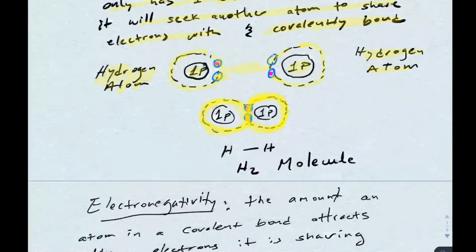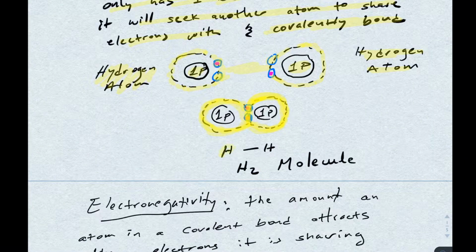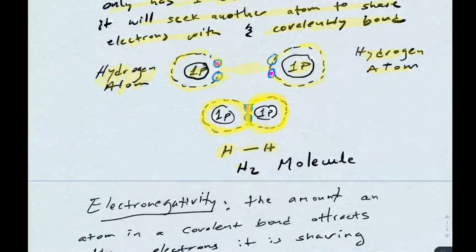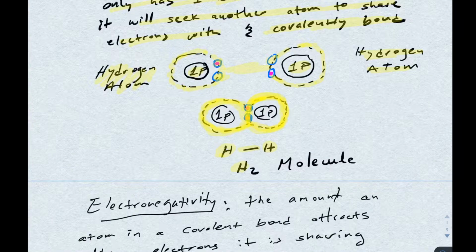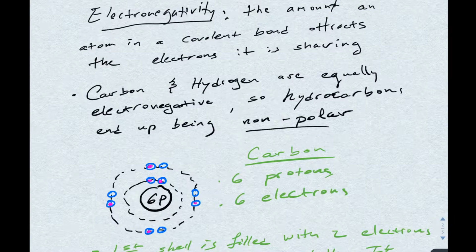We can shorthand write this as the letter H, that stands for hydrogen, a dash, which means 2 electrons bonded in a covalent bond, and another letter H for that second hydrogen. The other way we can write it is the letter H with a little 2 subscript showing that there are 2 hydrogens. And now we have a molecule. Instead of having individual atoms, we now have a molecule.